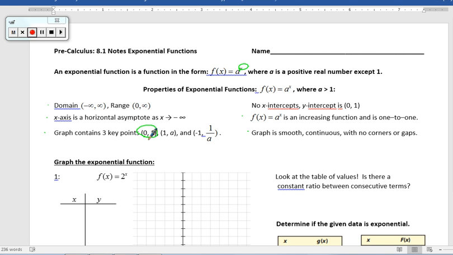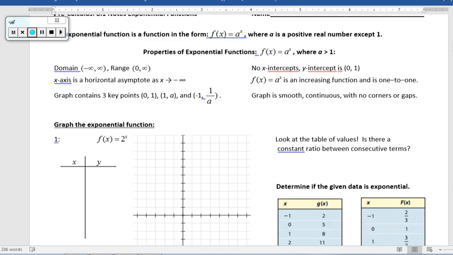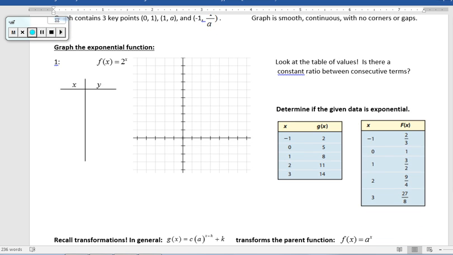1. You could take any number and put it to the 0 power, that will always be 1. So for each of these graphs, we will be passing through the point 0, 1. You will be permitted a calculator. We're just going to grab some points and get them on the graph.